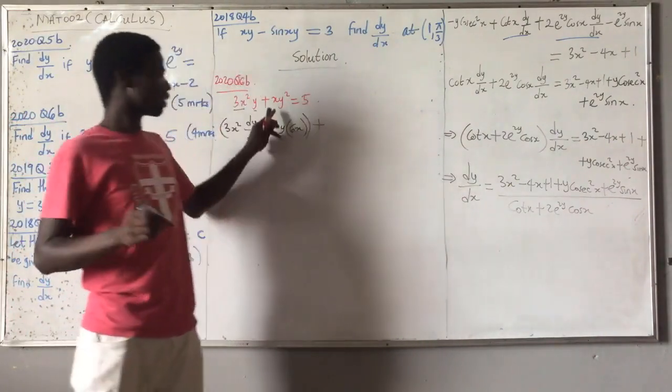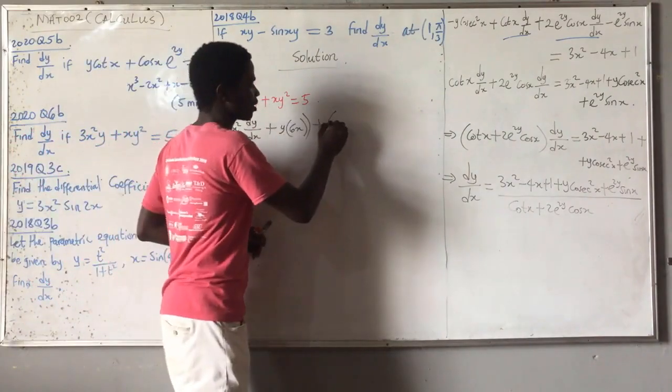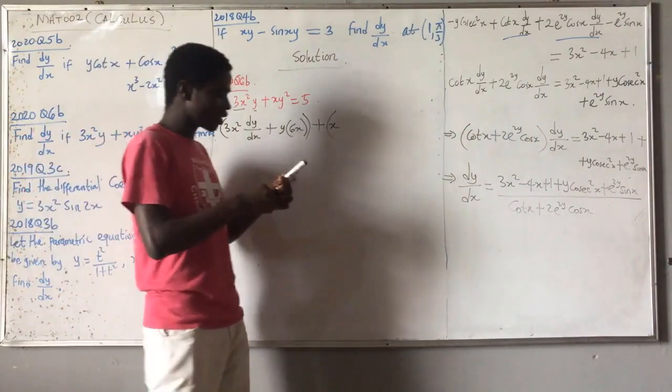Plus, the same thing happens here. The first one, write it. Differentiate the second one. You know the second one is what? y squared.